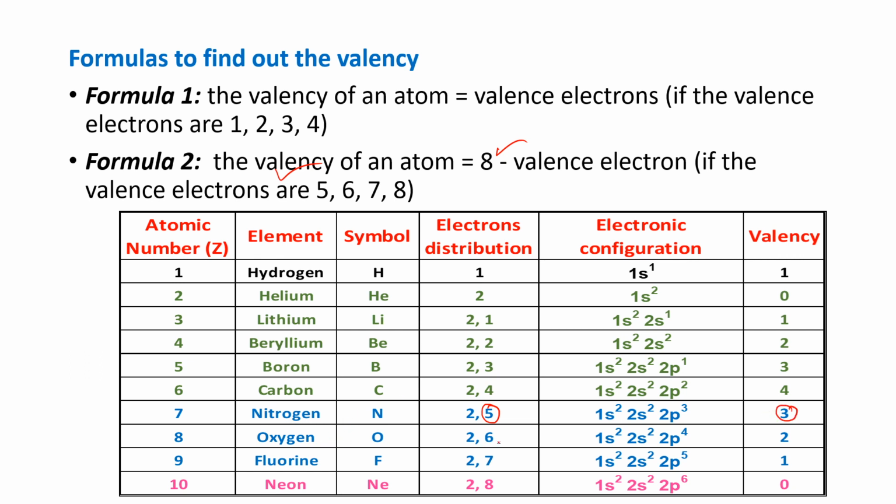So go to the oxygen. How many valence electrons are there? 6. Okay, the same thing. 8 minus 6, how much? 2. The valency is 2 for the oxygen.